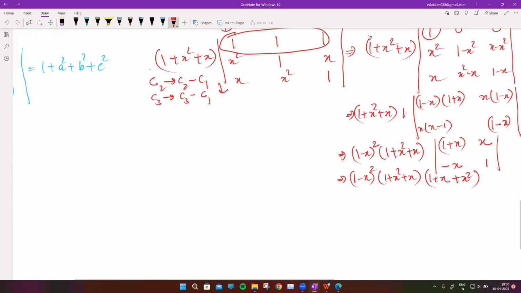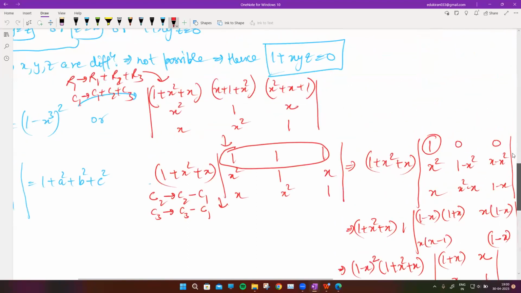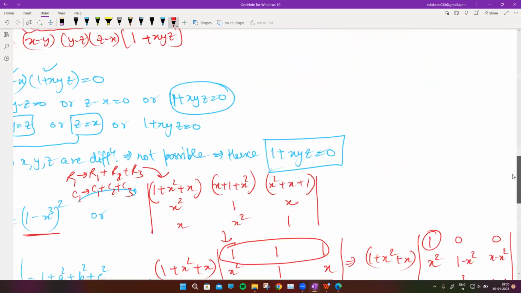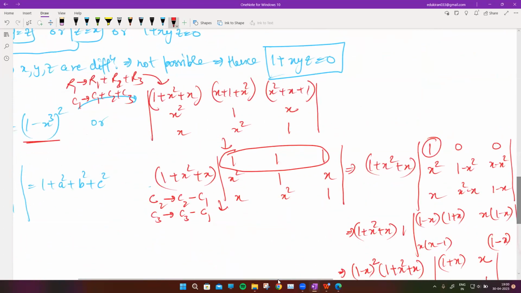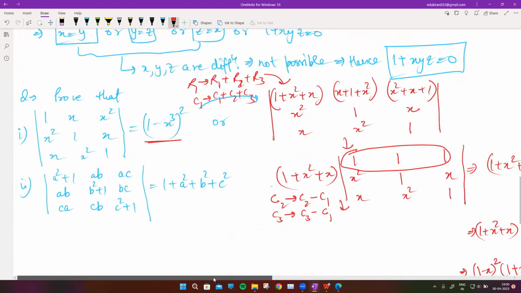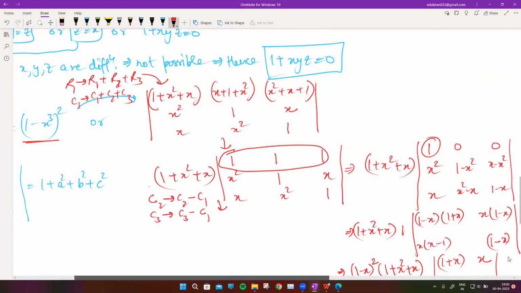Okay, so my next question is, we don't need to prove this. If you're clear up to this point, then tell me, how did we get this? Yeah, we need to prove this. This is 1 minus x cube whole square. 1 minus x cube whole square. But we got our answer in some other form. We need to prove this, right? The right hand side is 1 minus x cube whole square.